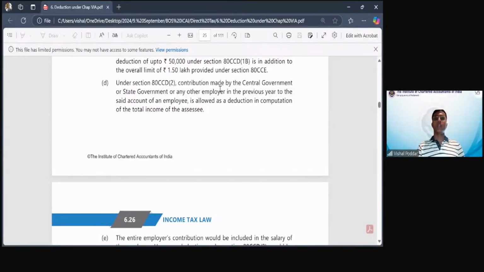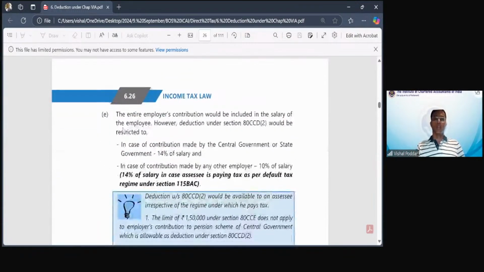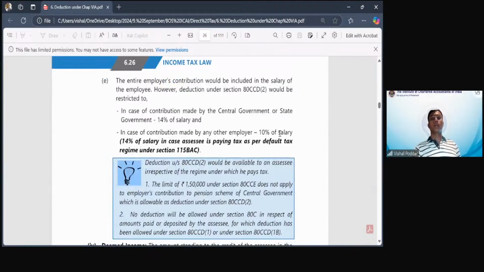Next, 80CCD(2). Here we take the contribution made by the central government, state government, or any other employer in the previous year to the said account of the employee. It is allowed as deduction in computing total income. The entire employer's contribution would be included in the salary. Now see, firstly, whatever the employer is contributing to your fund, it is a benefit for you. So you would have studied this in the salary chapter also. It gets added in your income from salary. So the employer's contribution is always added to your salary income first. So first you include the entire employer's contribution in your salary and then you come down and take deduction over here. Now, what it says, deduction under this section is restricted to 14% in case contribution is made by the central or state government, and 10% in case contribution is made by any other person.